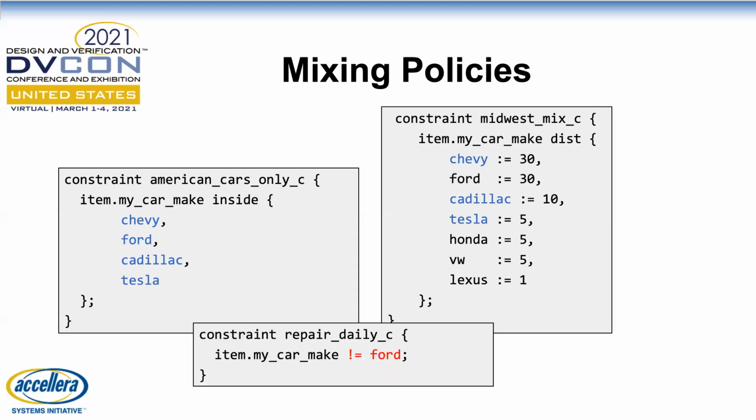If a test writer wants to further exclude Fords from the mix, then a trivial policy can be added. Their test can then select this policy in addition to the others to produce the desired distribution. Note that everything else remains untouched. No changes to the Midwest mix policy, the American cars only policy, or the test config base classes.